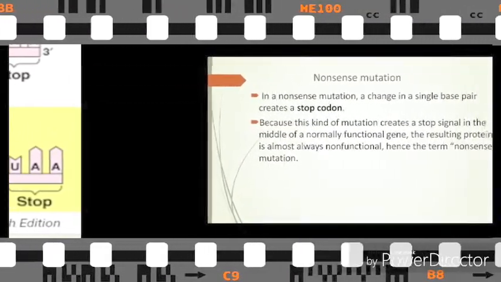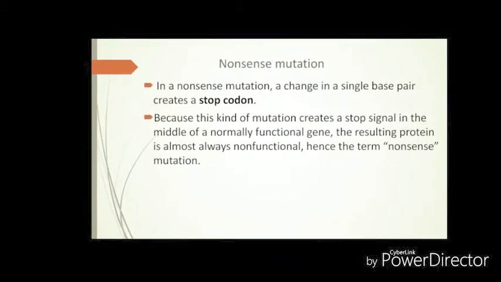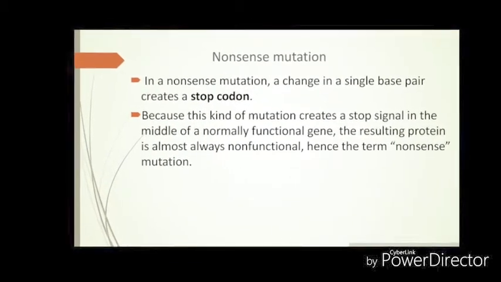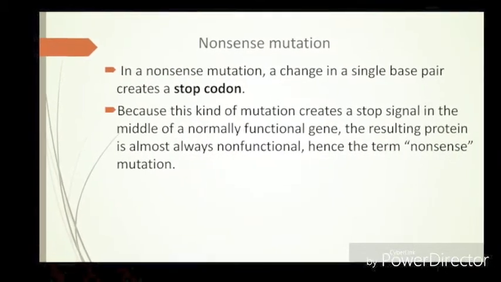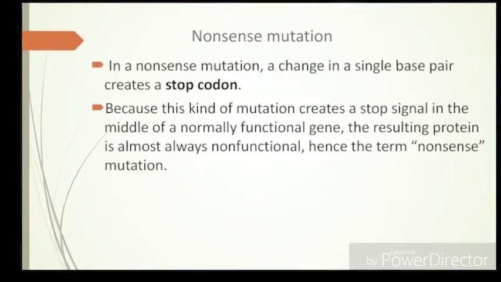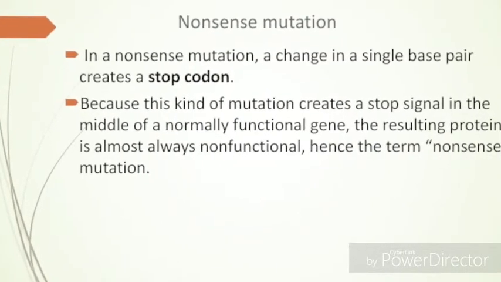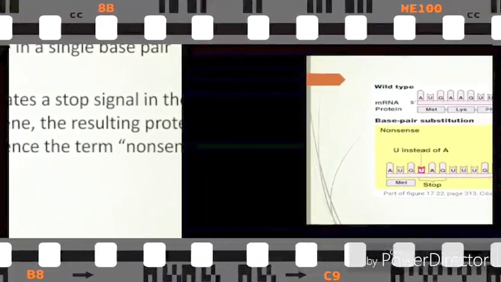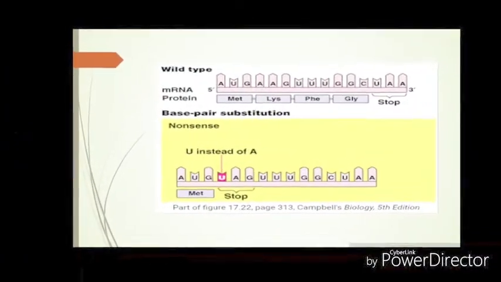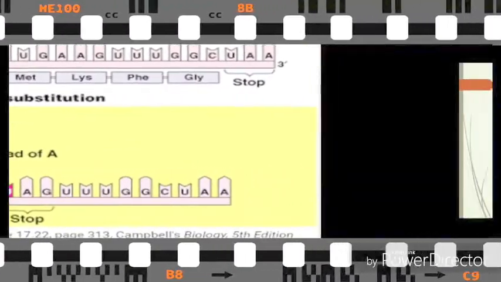The third possible result is a nonsense mutation. In a nonsense mutation, a change in a single base pair creates a stop codon. Because this kind of mutation creates a stop signal in the middle of a normally functional gene, the resulting protein is almost always non-functional, hence the term nonsense mutation. In the following example, UAG instead of AAG makes the codon stop.